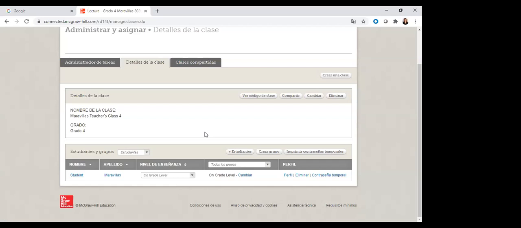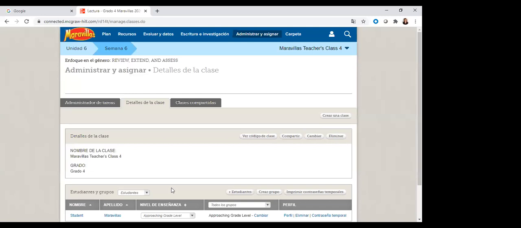So everything that the student is going to need digitally automatically gets delivered to that student dashboard, including the leveled reader. But how do we know what leveled reader to assign the students is under nivel de enseñanza. So here it's going to be an approaching student, a nivel inicial, a nivel, o nivel avanzado. So depending on what you say the student is, then we're going to know what leveled reader to send to that student.